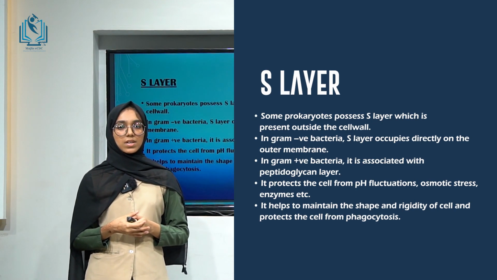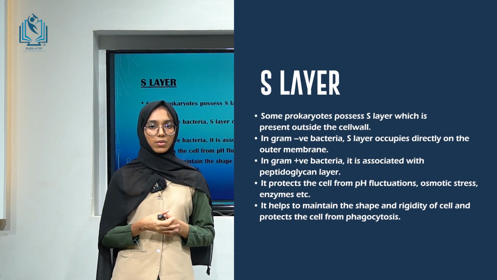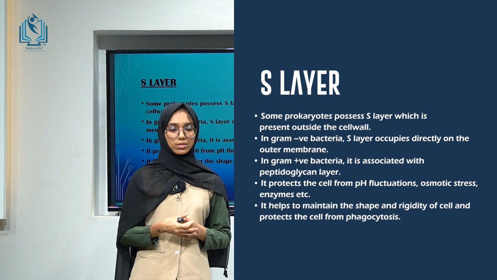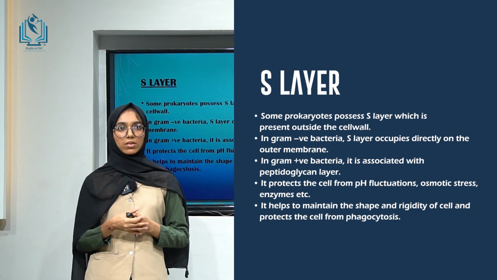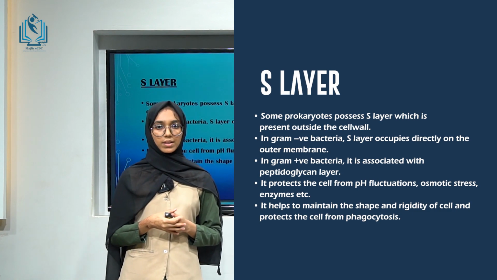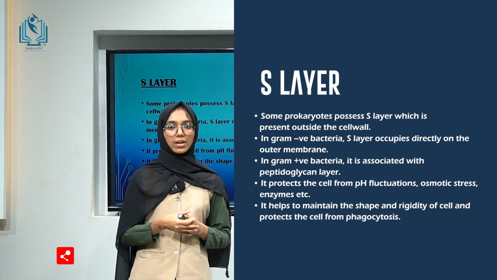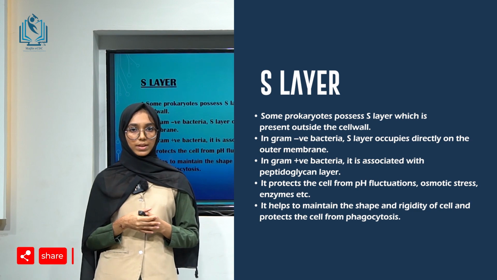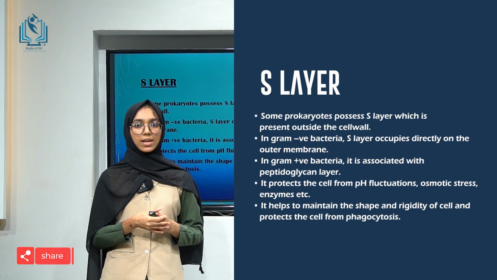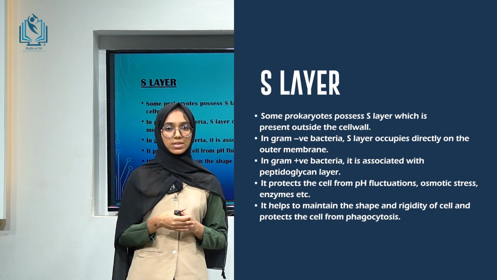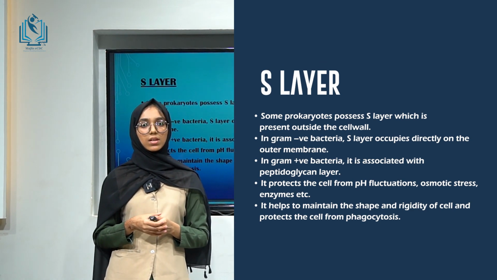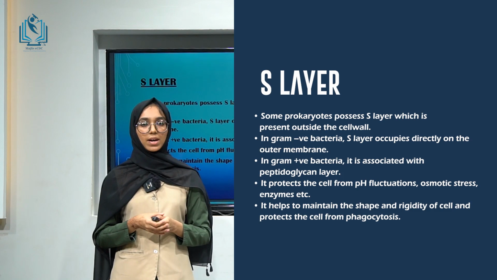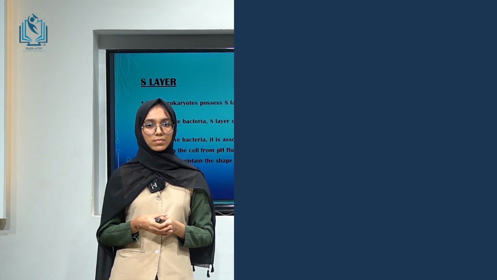S layer. Some prokaryotes possess S layer, which is present outside the cell wall. In gram-negative bacteria, S layer occupies directly on the outer membrane. In gram-positive bacteria, it is associated with the peptidoglycan. It helps to maintain the shape and rigidity of the cell. It helps to protect the cell from pH fluctuations, osmotic stress, enzyme, and phagocytosis.